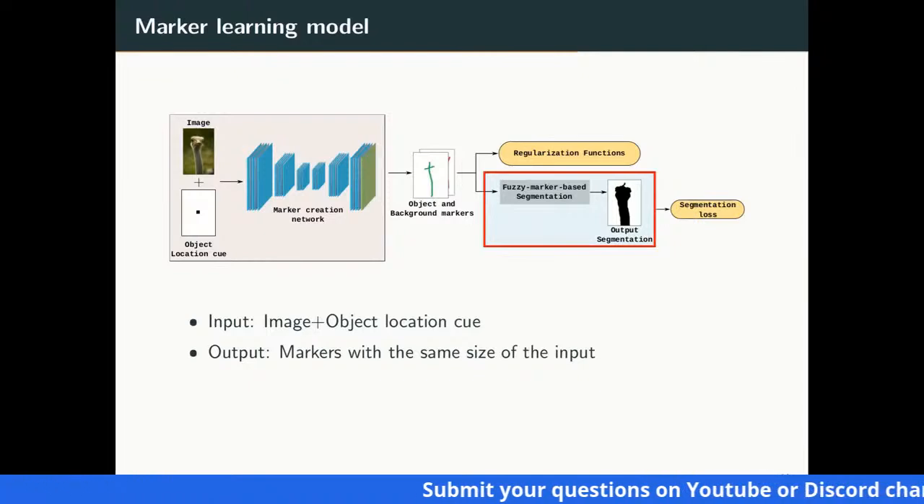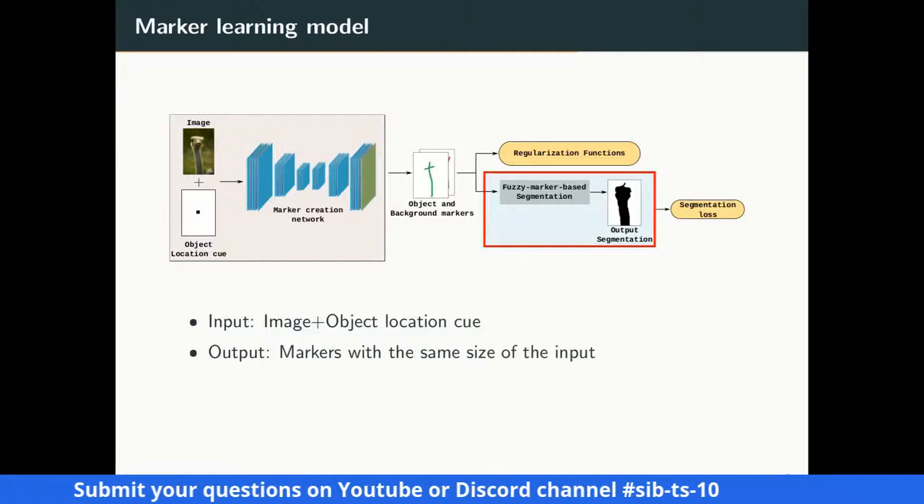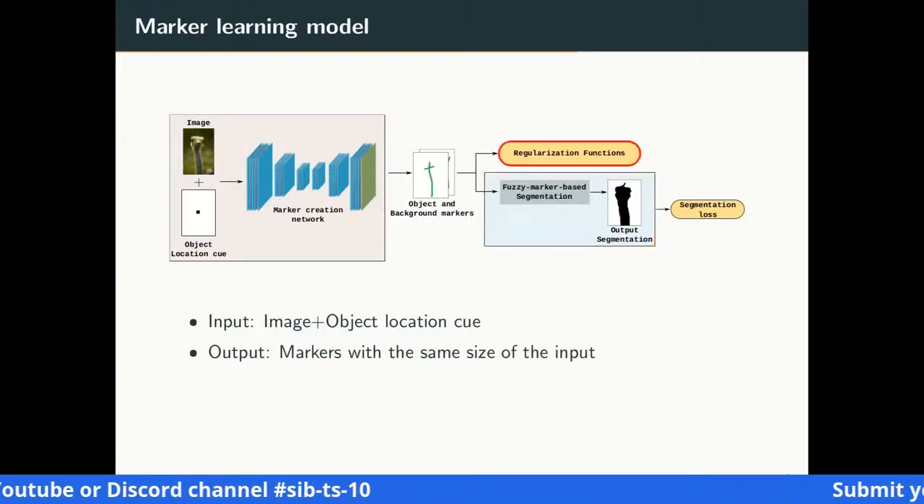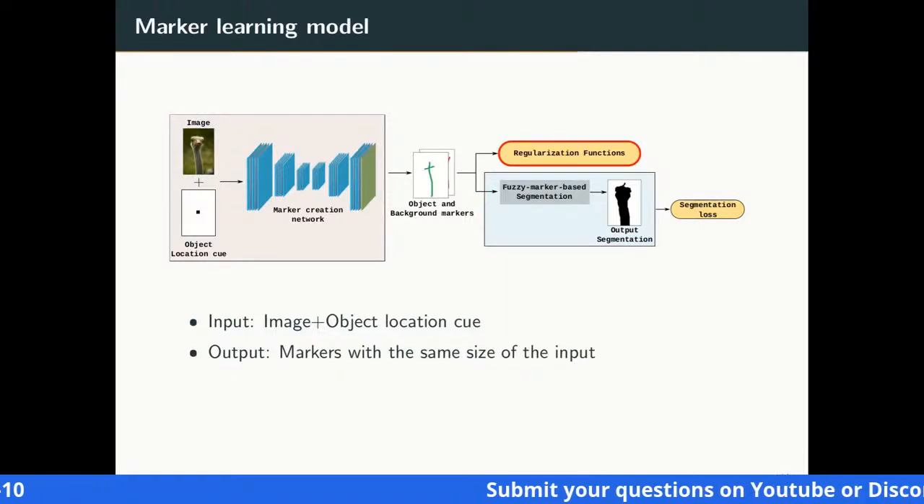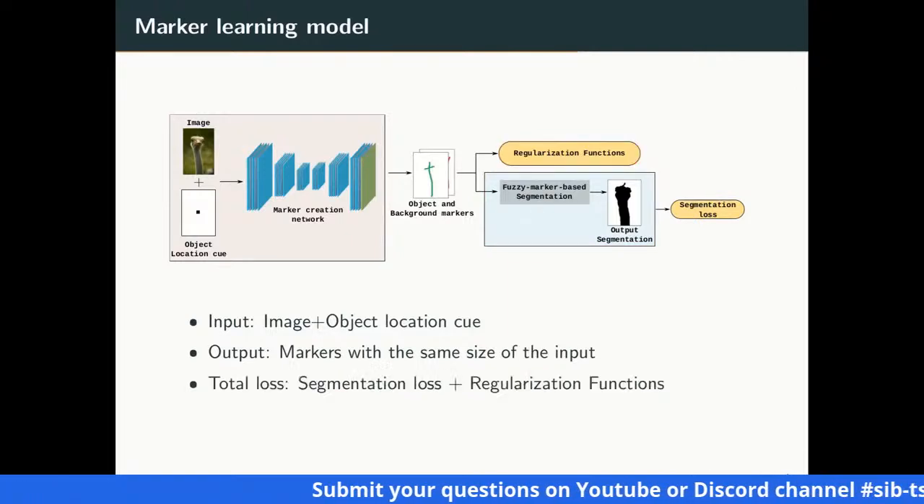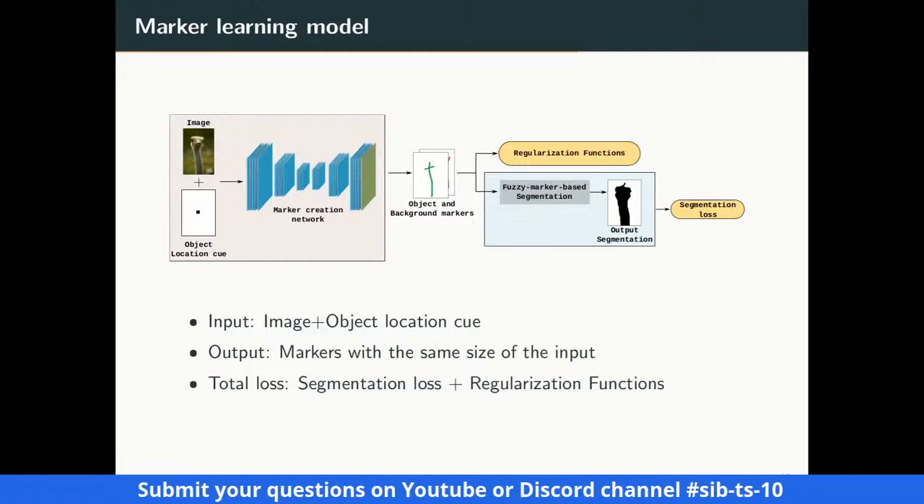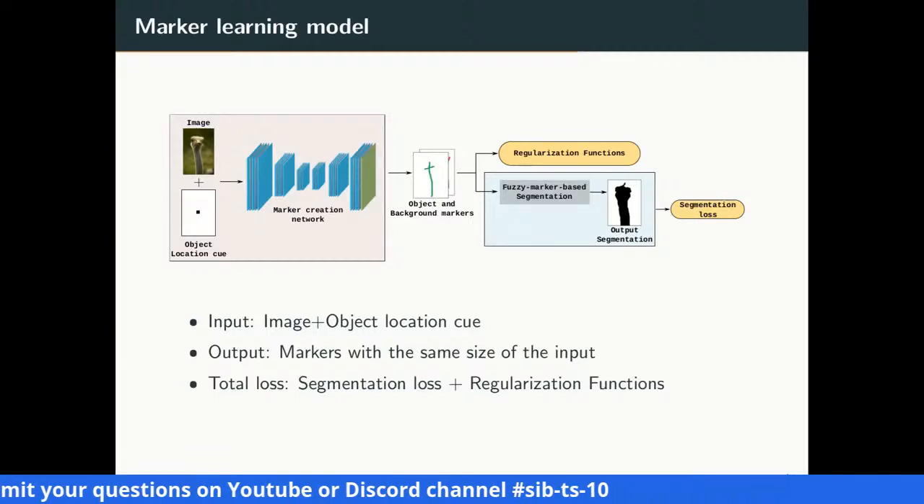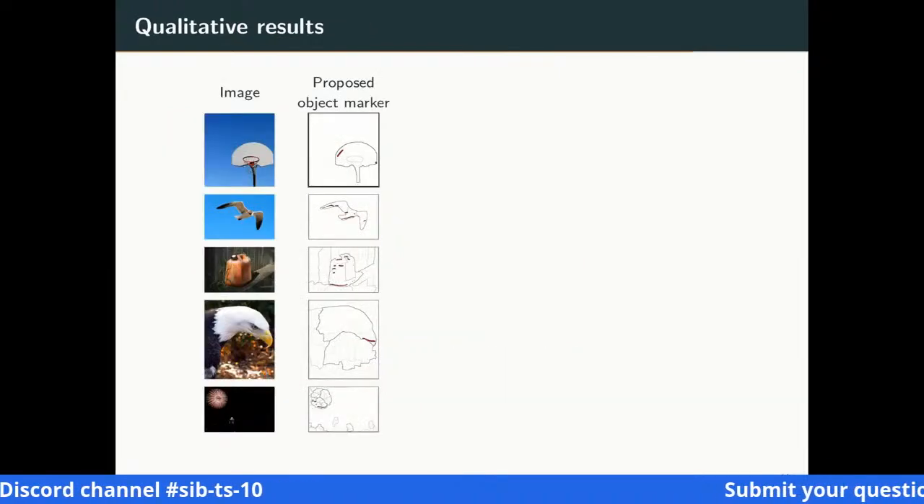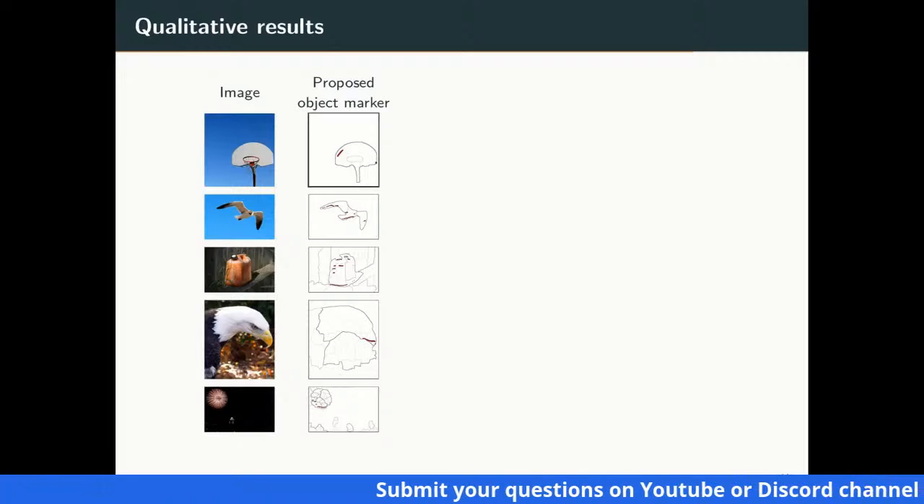During training, we do two main things with these markers. We first use our proposed segmentation layer to compute a segmentation that we can assess with a segmentation loss. And we also propose a set of regularization functions that enforce the shape characteristics that we want on the markers. The total loss that we want to minimize is composed of the combination of the segmentation loss and the regularization functions.